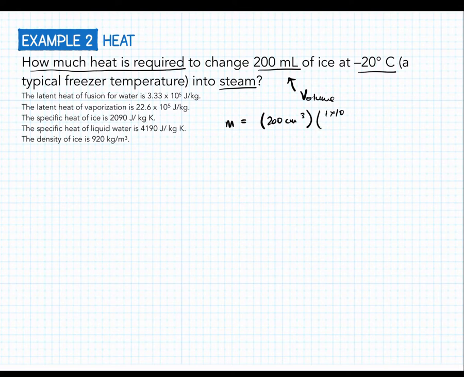We need mass, sorry. Mass is rho times volume. Okay, and just fun fact, a milliliter, so we have our density in kilograms per meter cubed. So this is 920 kilograms per meter cubed for ice. How do we get the volume in meters cubed? So a milliliter converts to centimeters cubed, right? 1 to 1 if it's water. Close enough for ice. So this is 200 centimeters cubed. But we need it to be meters cubed.